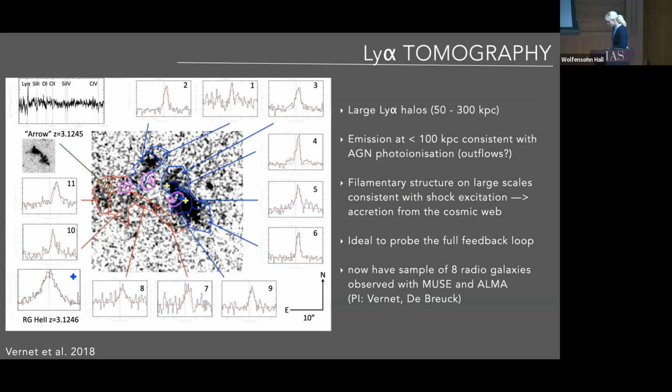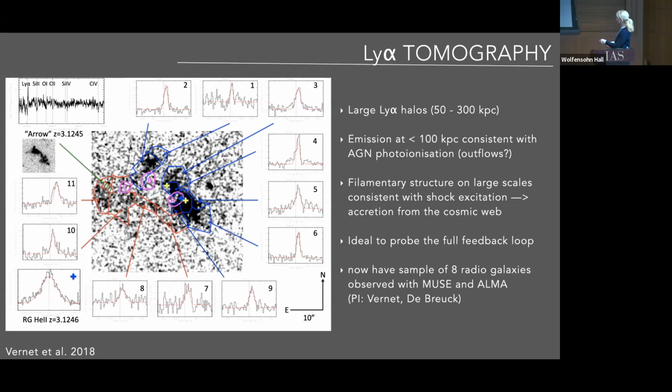So the new set of instruments that have been appearing on the VLT, but also on Keck, are now allowing us to look at the rest frame UV emission from these sources on CGM scales. So for example, looking at Lyman alpha, we do see giant Lyman alpha nebulae spanning across several hundreds of kiloparsecs in some cases around these high redshift AGN.